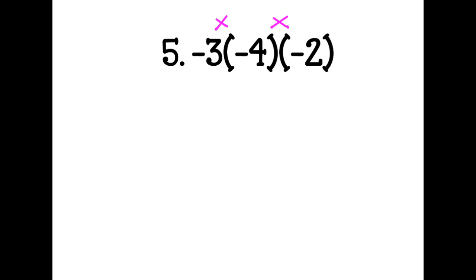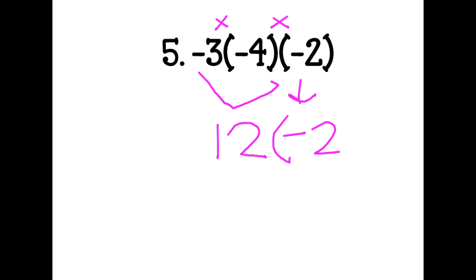So we write negative 3 times negative 4. A negative times a negative equals a positive. So we have negative 3 times negative 4 is a positive 12. And then we just bring down that negative 2. So then we have different signs, which means our answer is going to be negative. And 12 times negative 2 is going to be a negative 24.